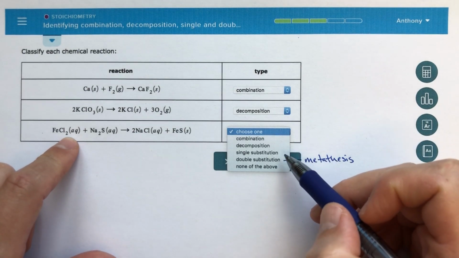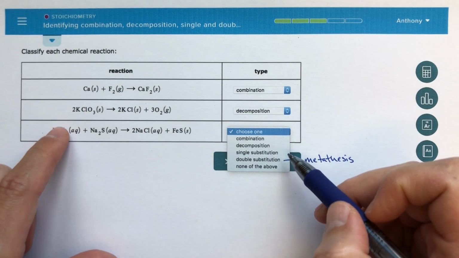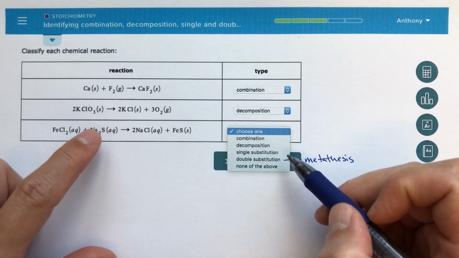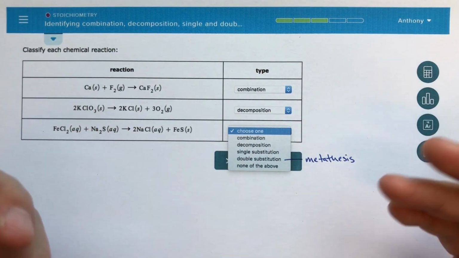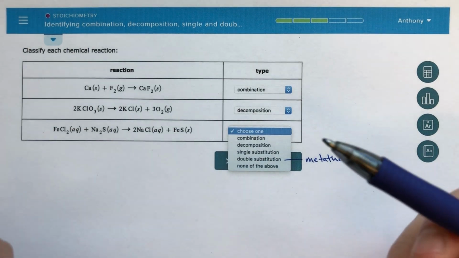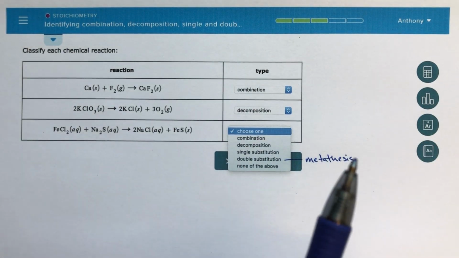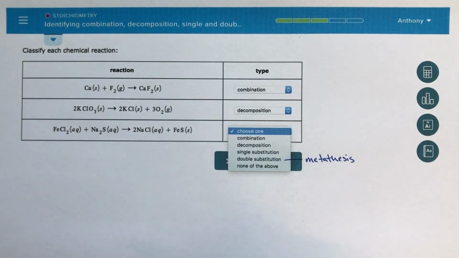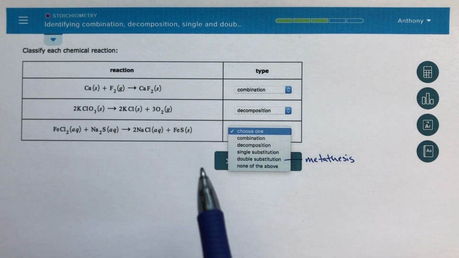A single substitution will be where you just have one thing that's switching places. So we don't have any examples of that in this video, but if it's not any of these and it looks slightly different and you can recognize a little bit of an exchange, then you'll know that it's single substitution. But hopefully that gets you started with this topic, identifying combination, decomposition, single and double displacement, or double substitution, I guess, also known as metathesis.